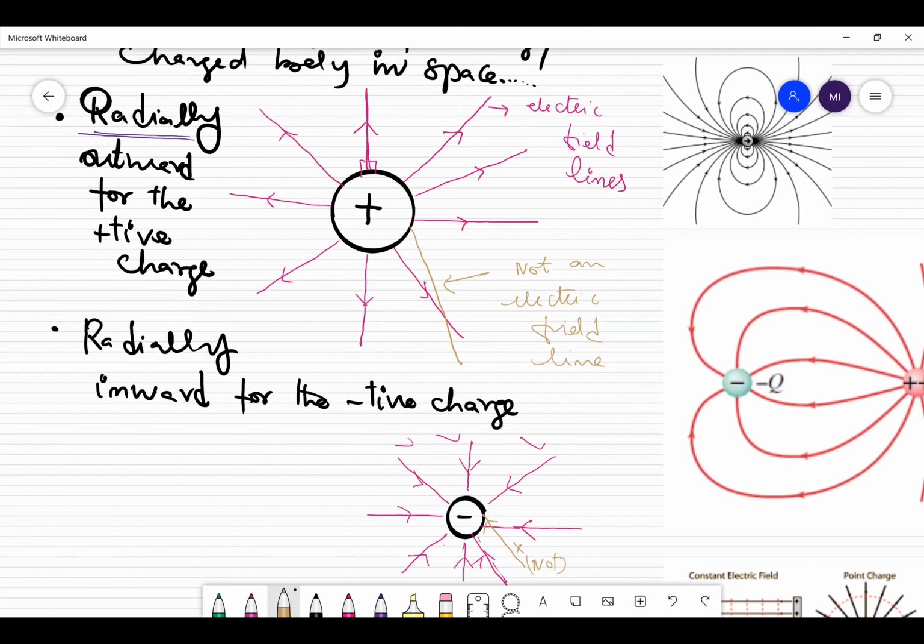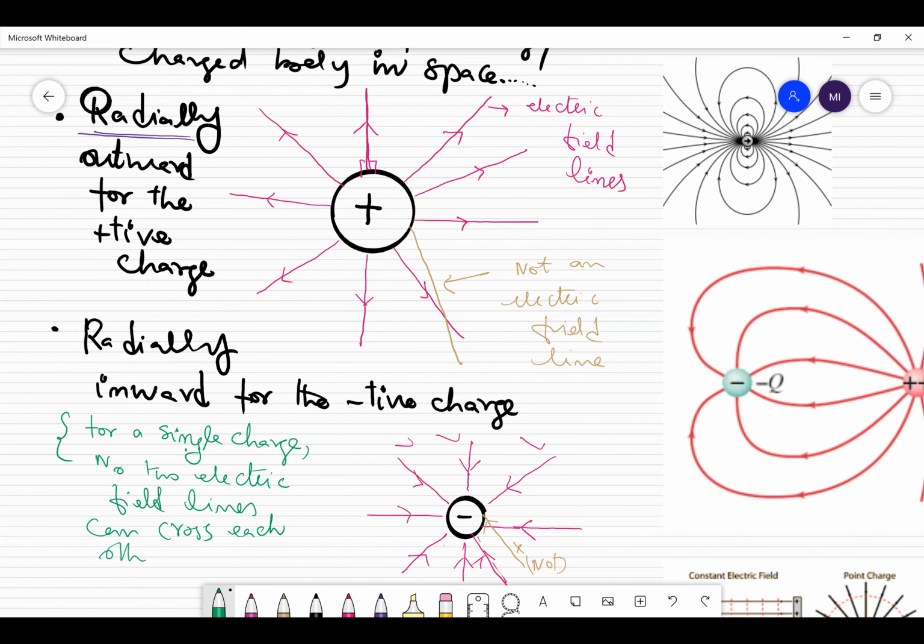Now the question is why? One of the important reasons for drawing them radially outward or inward is that, for an isolated charge, for a single charge, this is important, people sometimes ignore this thing, for a single isolated charge, no two electric field lines can cross each other. This is impossible.